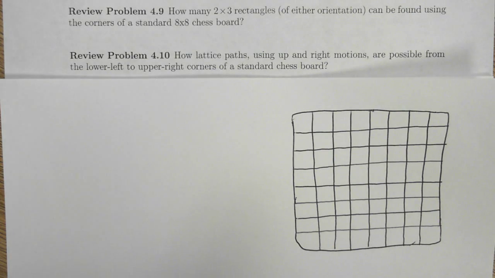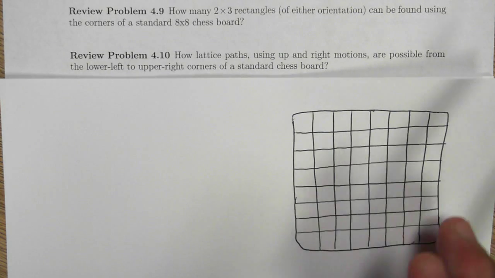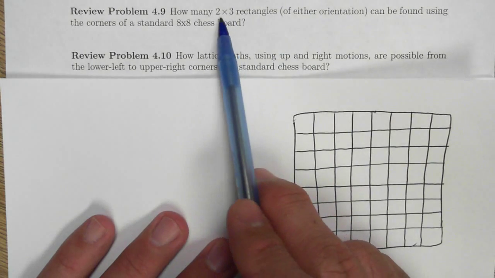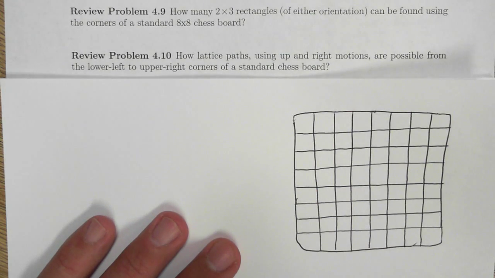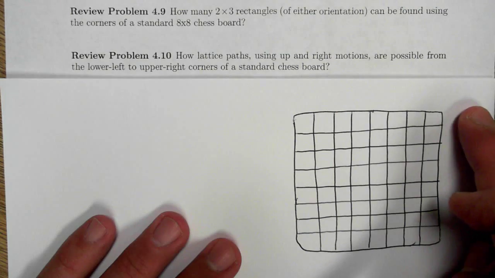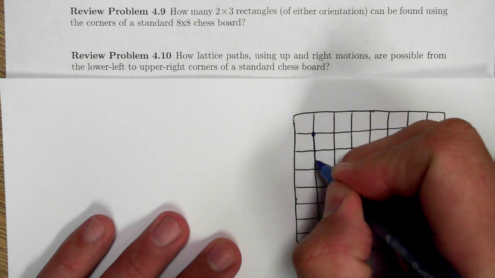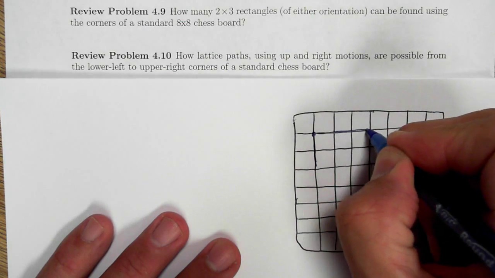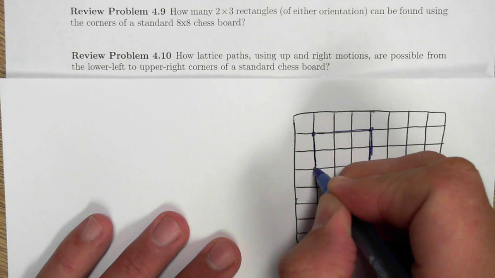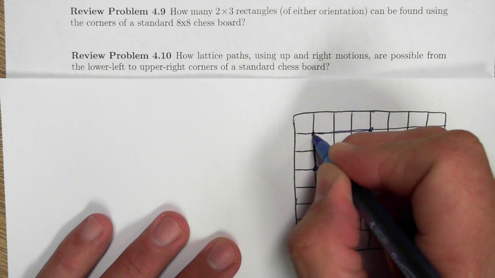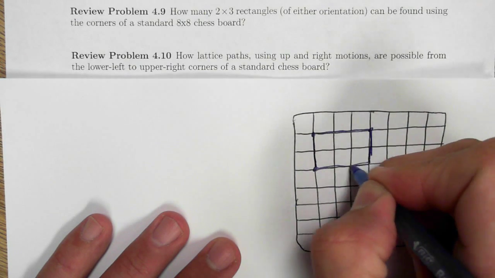Okay, let's now take a look at review problems 4.9 and 4.10. The first question: how many 2x3 rectangles of either orientation can be found using the corners of an 8x8 chessboard? For this problem, for example, something like this would work. So this would be a 2x3 rectangle that works.